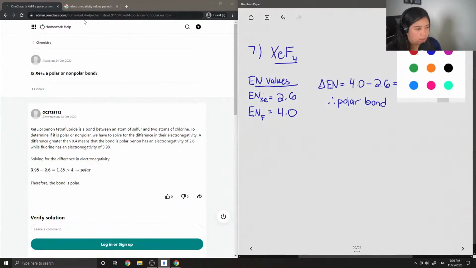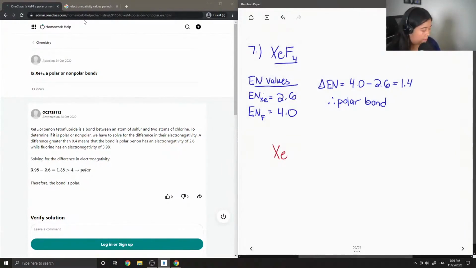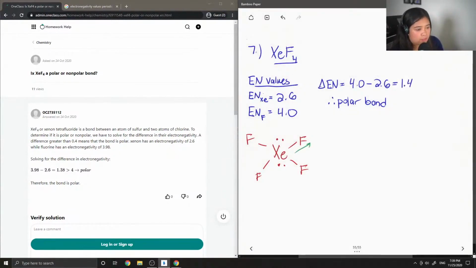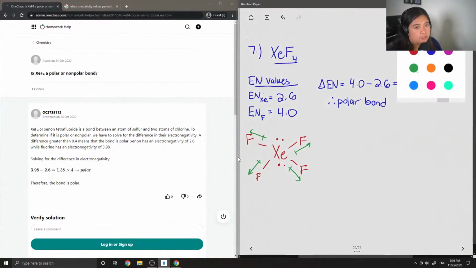But I also wanted to just show what would happen if we would draw out the molecule of xenon tetrafluoride. There are 4 fluorine atoms symmetrically like this, and there's also 2 lone pairs. So as you can see, this is a symmetrical molecule, and also all these polar bonds can be written like this to show all the dipole moments, since fluorine is more electronegative than xenon. However, you'll notice that these bonds tend to cancel each other out.